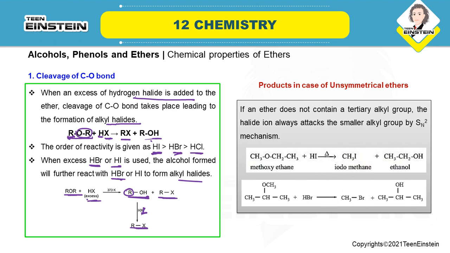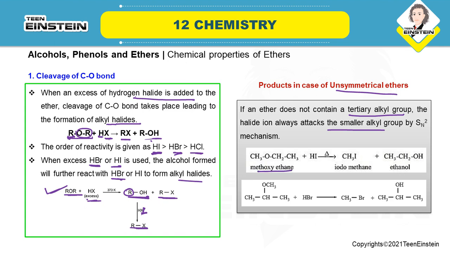Now the example that you have seen here is a symmetrical ether. But if you have used an unsymmetrical ether, what will be the nature of the product? Fine. If an ether does not contain a tertiary alkyl group, so when it is an unsymmetrical ether and in the ether molecule there is no tertiary alkyl group, then what will happen? Then the halide ion always attacks the smaller alkyl group by SN2 mechanism.